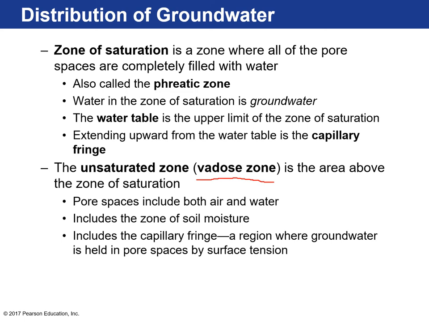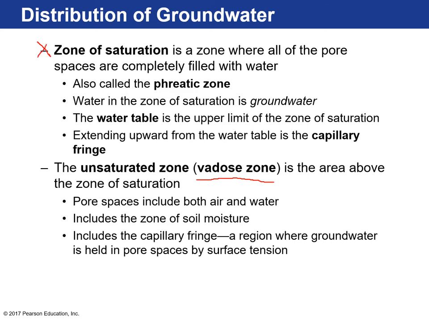just below that, right above the zone of saturation, is an area called the capillary fringe. This is a region where groundwater is pulled up into the pore spaces by surface tension. It's like if you've ever had a paper towel and you've spilled water on a surface, and you lightly place the paper towel over the water, the water will climb up the paper towel against the force of gravity. And so as you approach the zone of saturation, you'll run into that capillary fringe.